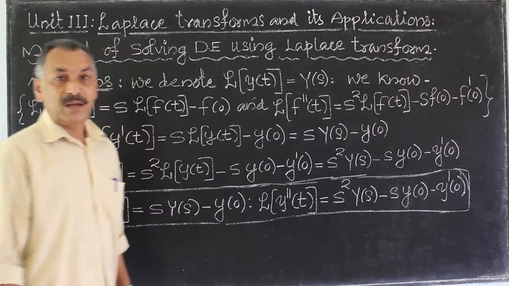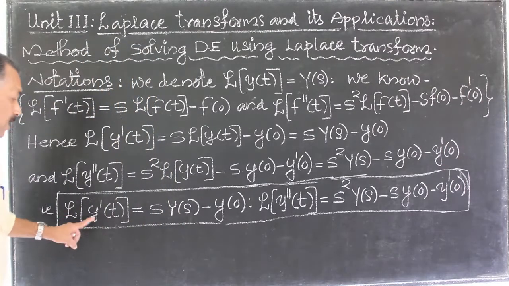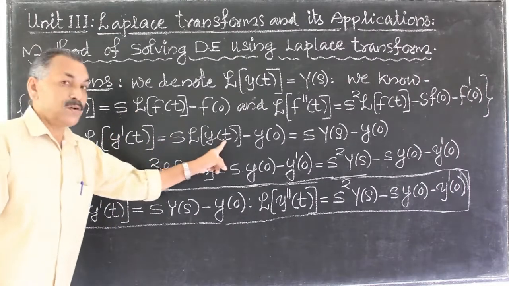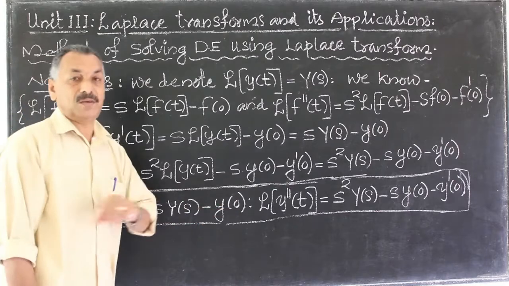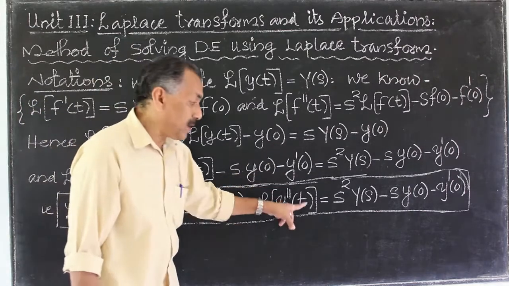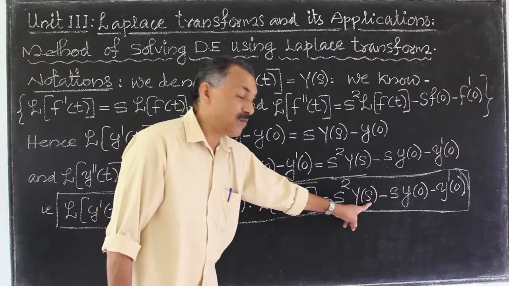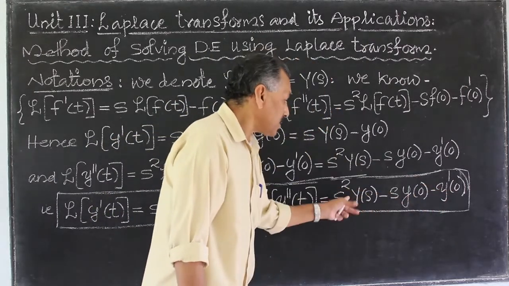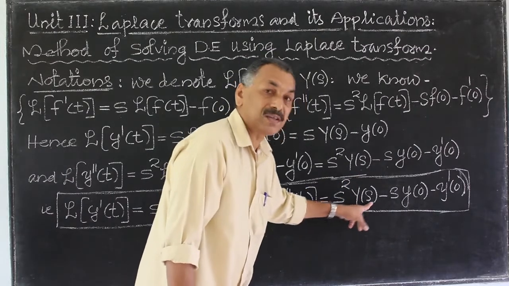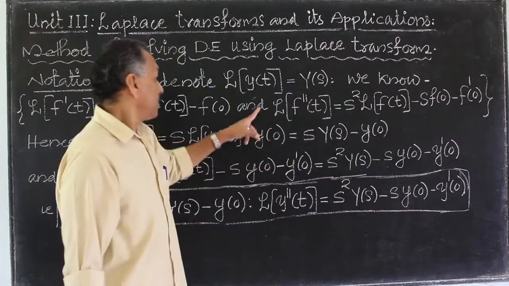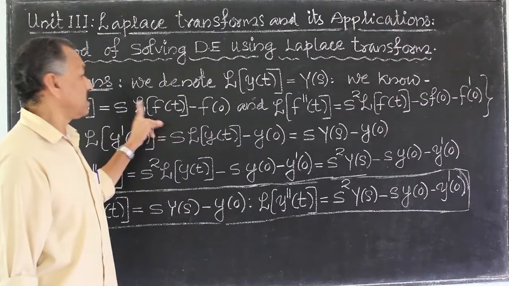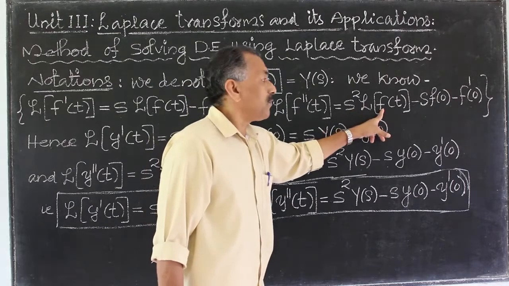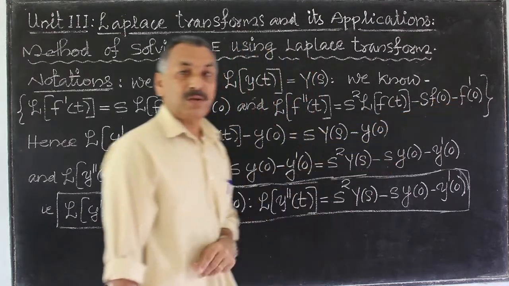Okay, that is very important. The Laplace transform L of y dash t is equal to s into Y of s minus y of 0. Similarly, Laplace transform of y2 dash t is equal to s square into capital Y of s minus s into y of 0 minus y dash 0. The Laplace transform of y of t is only capital Y of s. In that case, L of f of t is capital F of s, and this is small f of 0. This one is s square into capital F of s, small f of 0, f dash 0.